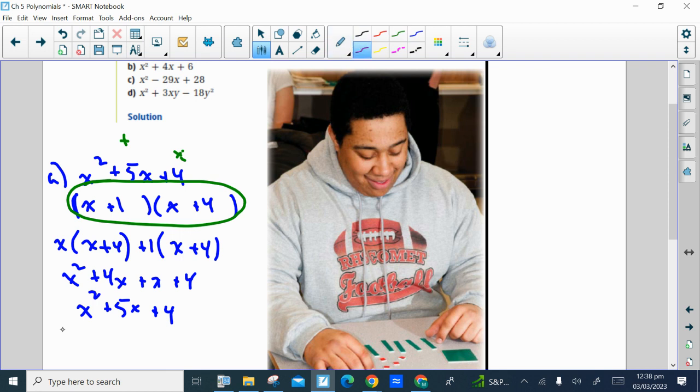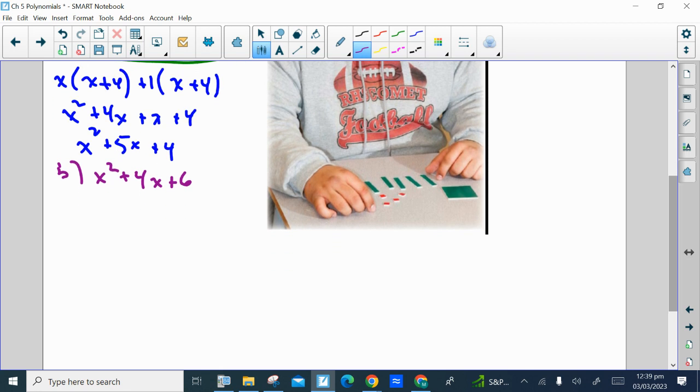All right, looking at question B. It's x squared plus 4x plus 6. There is no common factor there. So if factors do exist, they will be binomial factors. And we're looking now for two numbers that multiply together to get 6 and add together to get 4. Again, you need an x in the first position of each binomial because x times x will give you the x squared here. But to know what numbers go after the x's, we find two numbers that multiply together to get 6 and add together to get 4.